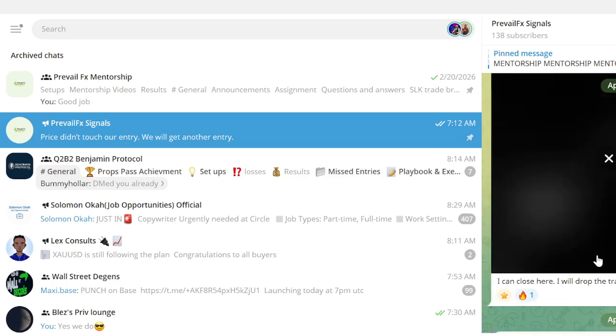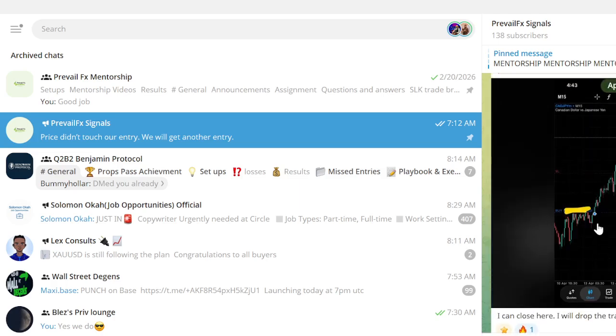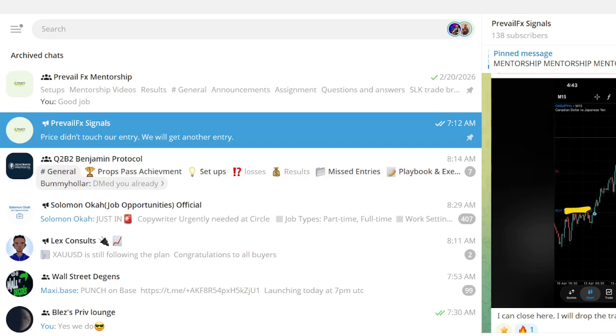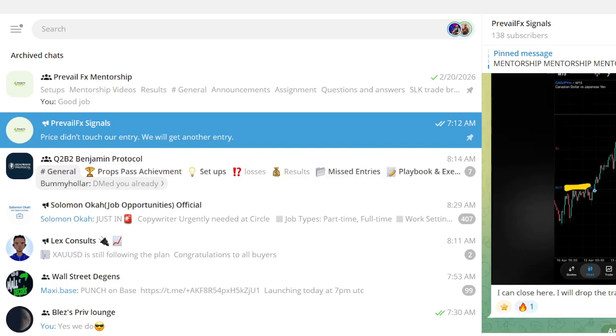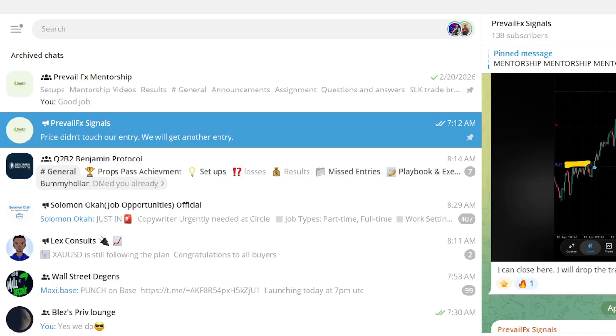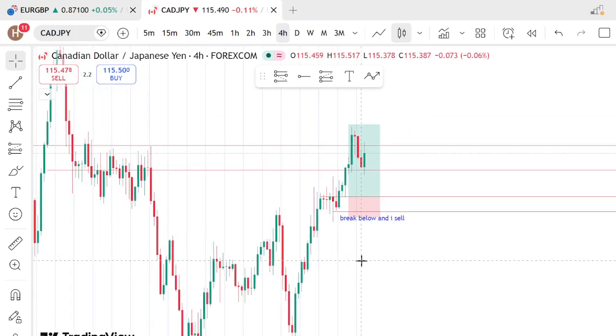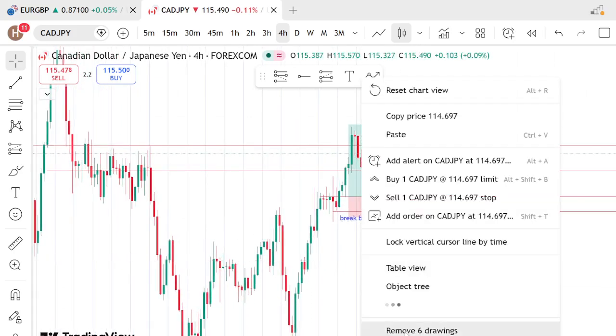Yesterday, CADJPY. Alright, this was the trade, and I closed it around this time yesterday, around past 4 p.m. Nigerian time. Alright, so let me quickly give you a breakdown of this trade. Let me cancel this and then start all over again.